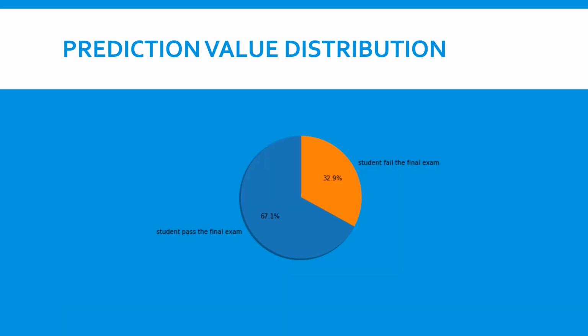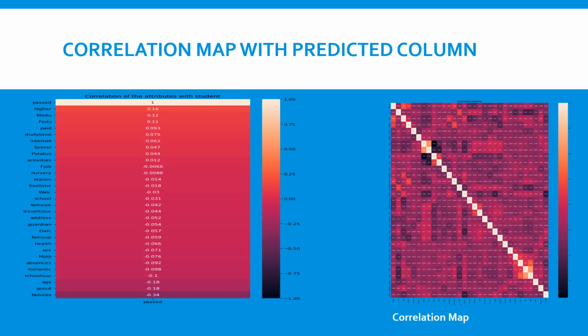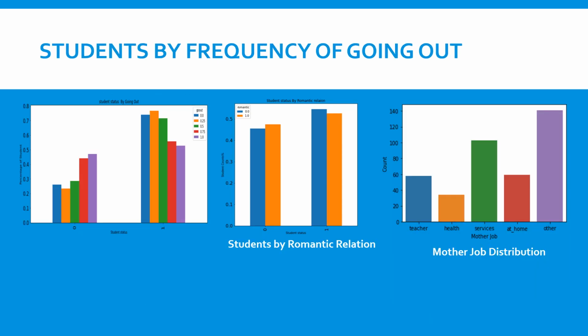So this is the prediction value distribution graph. It is showing us that 67% of students passed the final exam, and the failed students are 32.9% in the final exam. And this is the correlation map with the prediction column. The next one is the main important thing, students by frequency of going out.